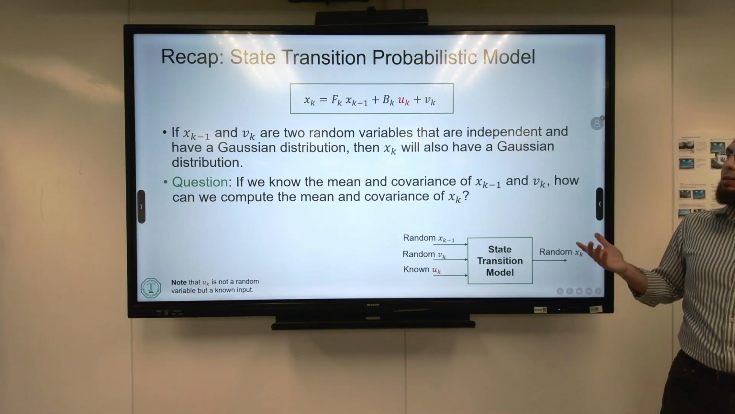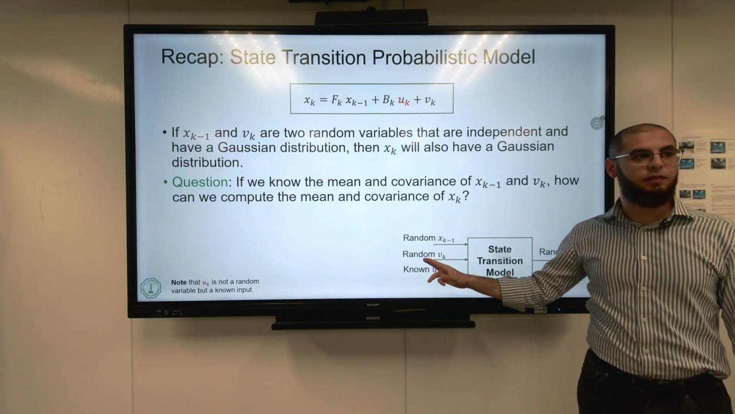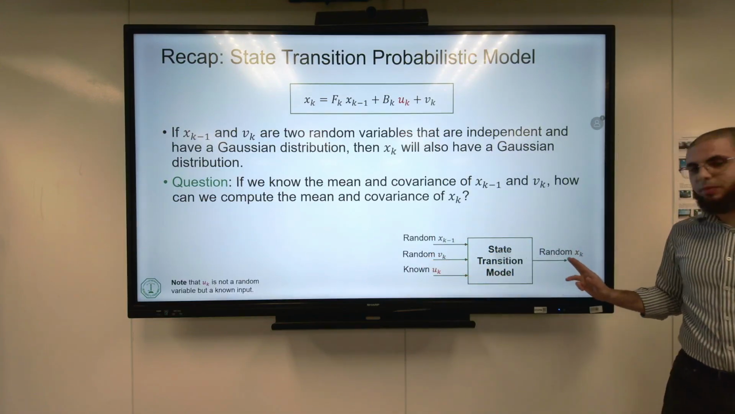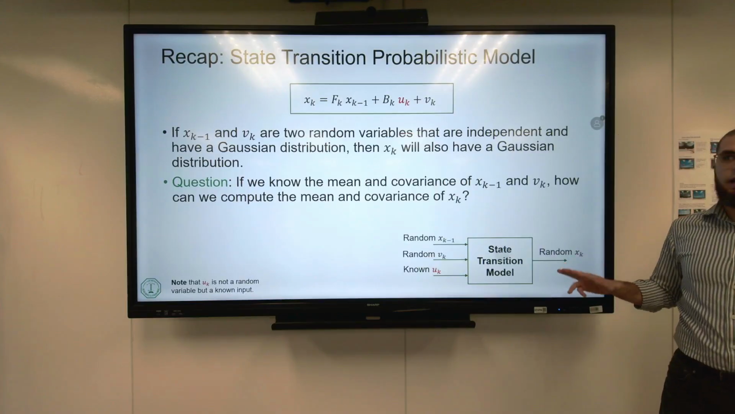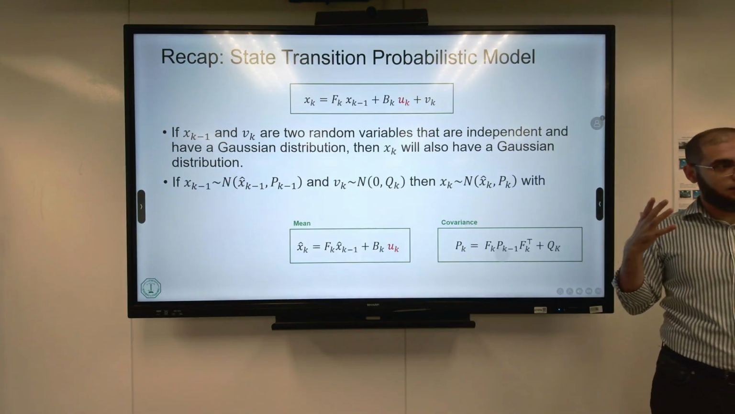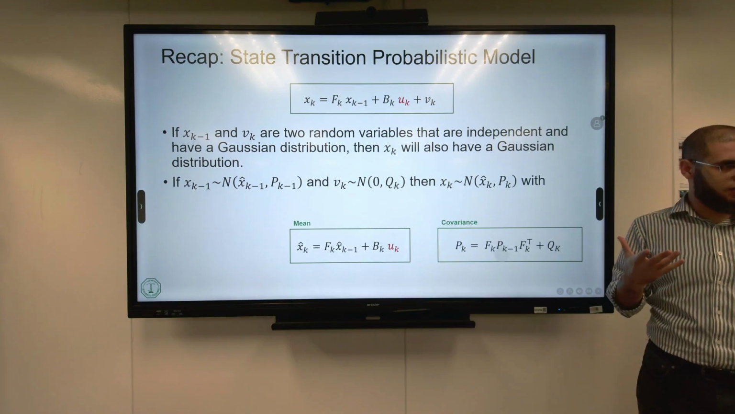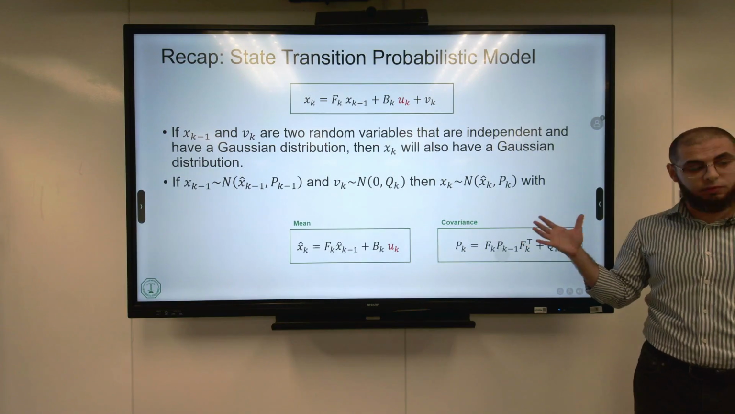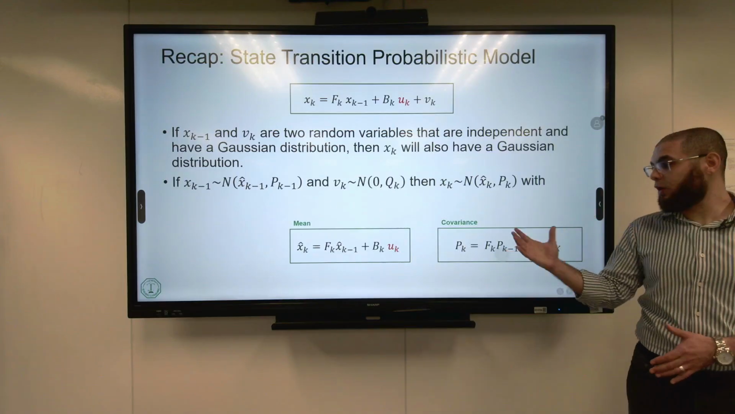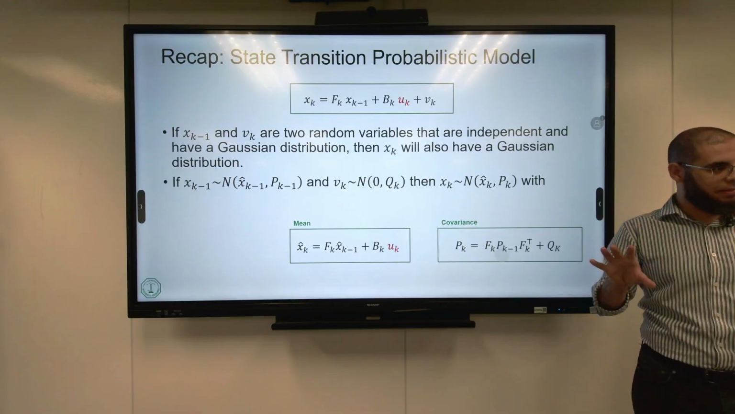We said that if we know the Gaussian of this variable and the Gaussian of this variable, how can they be related to the Gaussian of this variable? And we said that it's given by this expression. I said you'll see this expression so many times, and it's very intuitive. When we go to the Kalman filter algorithm, we're going to have 4 or 5 of these expressions, with different variables, but it's exactly the same idea.